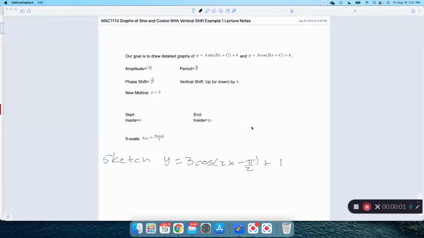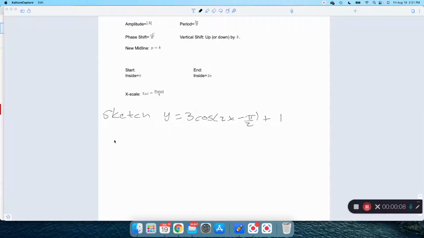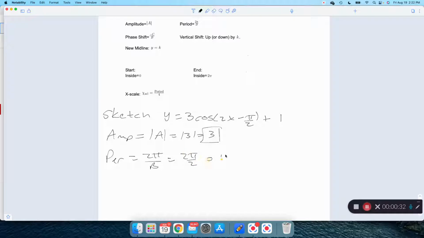Okay, let's take a look at this example where we're now adding in a vertical shift. Okay, so the process is the same as everything else we've done. We start with the amplitude, which is always absolute value of A. In this case, A is 3. Absolute value of 3, of course, is just 3. Our period, 2 pi over B. B here is the number beside X, so 2 pi over 2. Our new period is just pi.